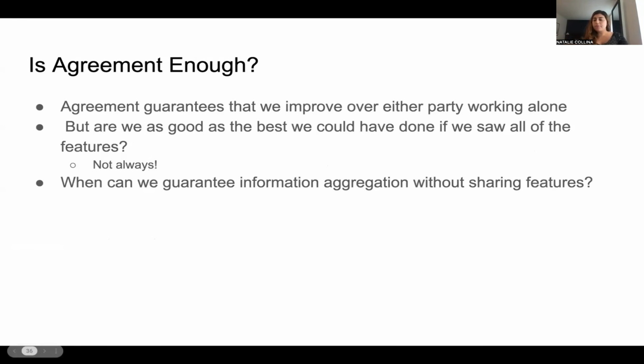Great. Okay, so now we can ask, is agreement enough though? Because now we've talked all about agreement, but are we doing as well as we could have if we saw all the features? And the answer is certainly not always. When can we guarantee this notion of information aggregation without sharing features?